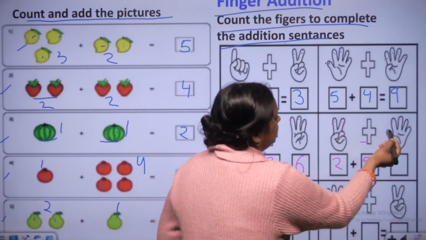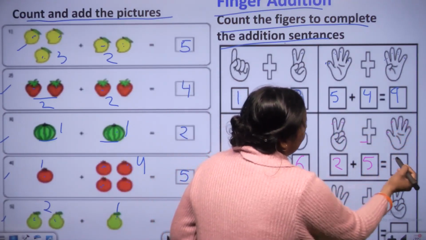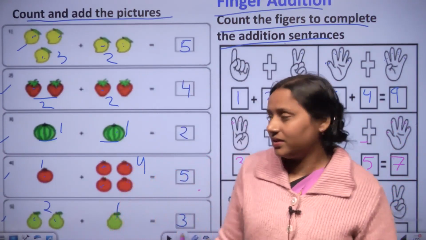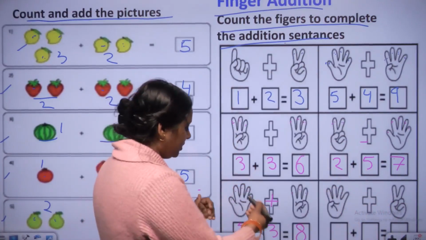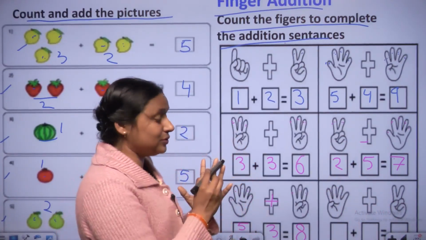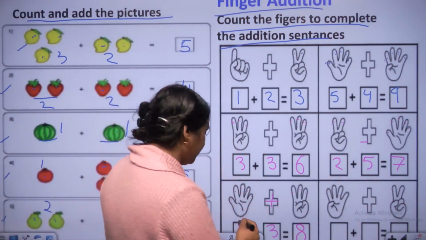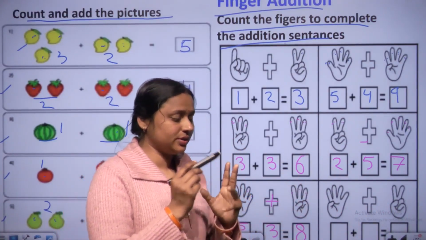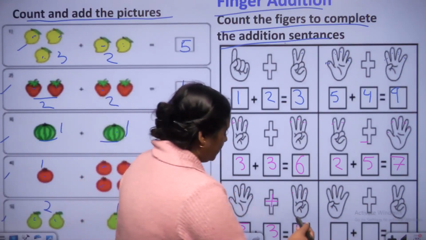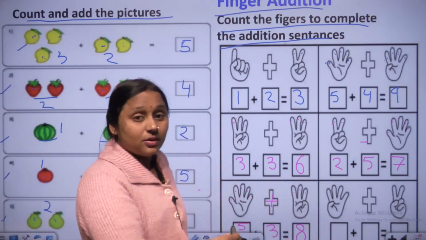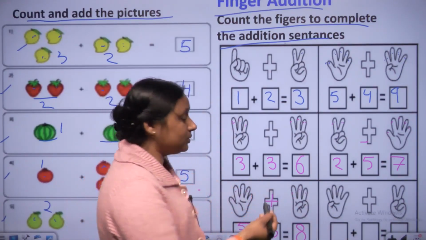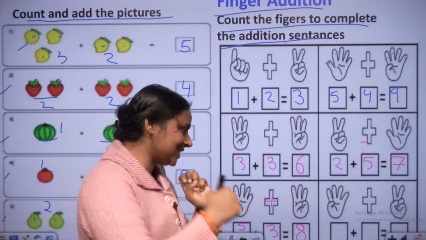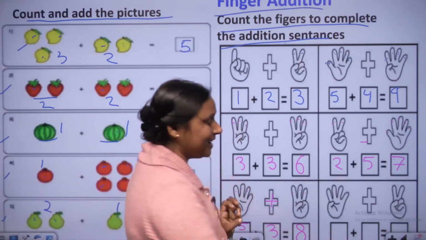Okay. 1, 2, 3, 4, 5, 6, 7. 7. Okay. Then how many fingers here? 1, 2, 3, 4, 5. Then another side. 1, 2, 3. What do we get? Add the whole. 1, 2, 3, 4, 5. Then 6, 7, 8. Yes, here we write 8.